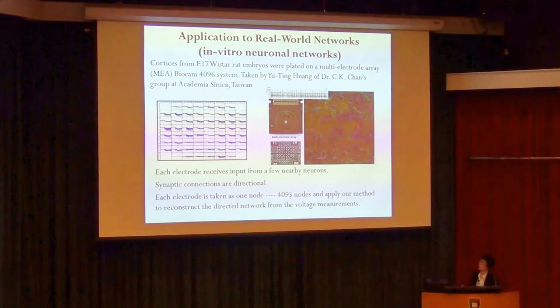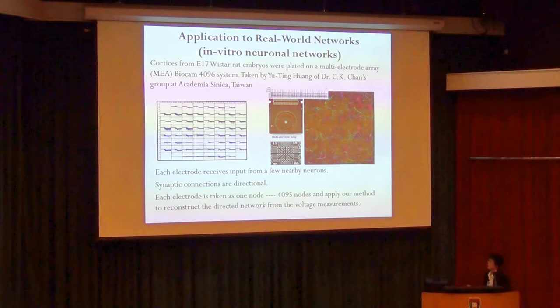Each of these electrodes, in this case, they calculate the density of the neurons they plant on this array. So from that, we can calculate that each electrode will receive input from only a few neurons. So they are not individual neurons we are looking at, but we can think of them as a sort of composite, just a few neurons which are important. We are not claiming that we are reconstructing individual neurons, but we are reconstructing a network in which at most a few neurons form a unit.